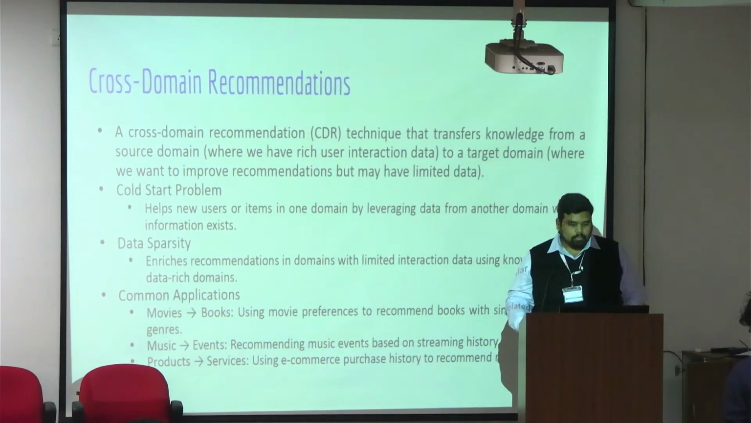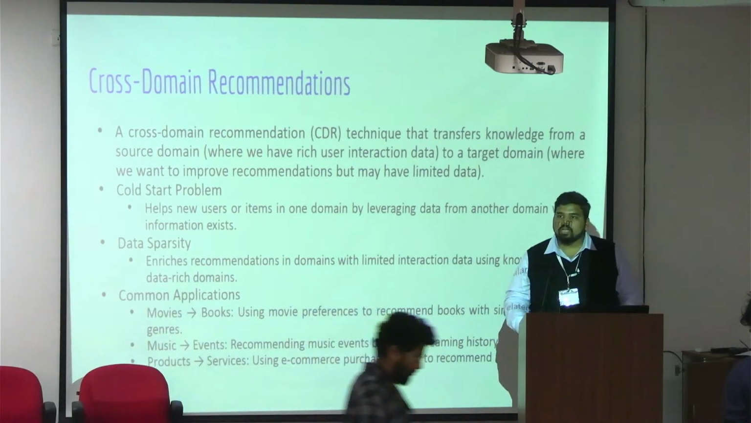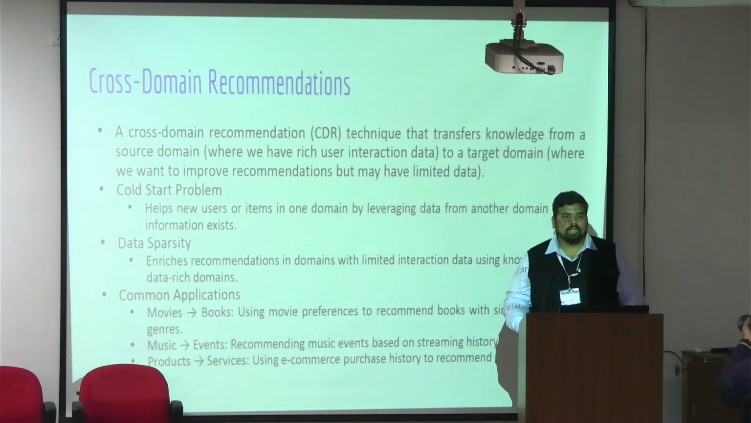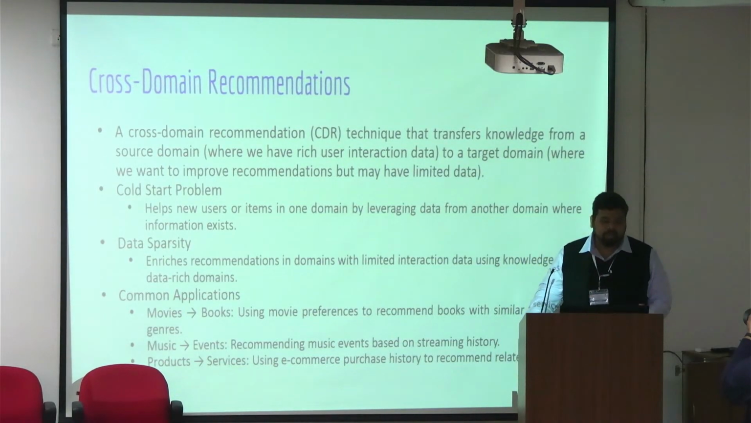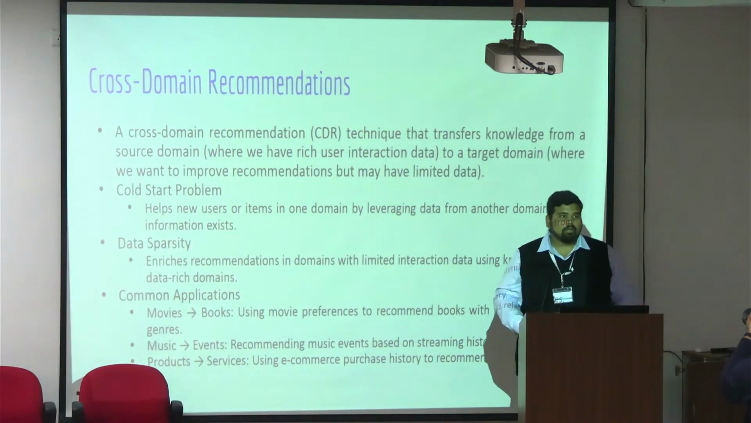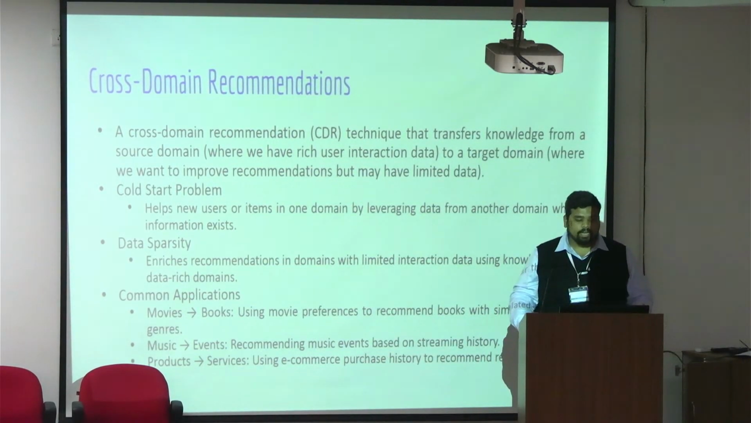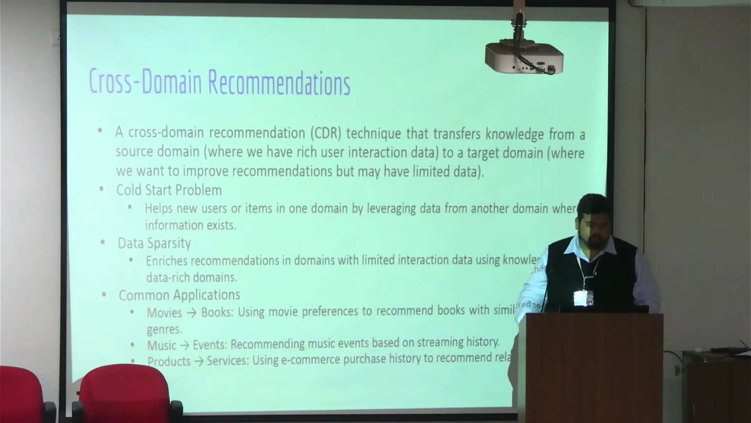To tackle these two problems, the idea of cross-domain recommendation was introduced, which transfers knowledge from a source domain, for which we have rich user interaction data, to a target domain where we want to improve the recommendations but have very limited data. By doing so, it tackles the cold start problem and helps new users or items in the domain by leveraging data from another domain where the information for those users exists.